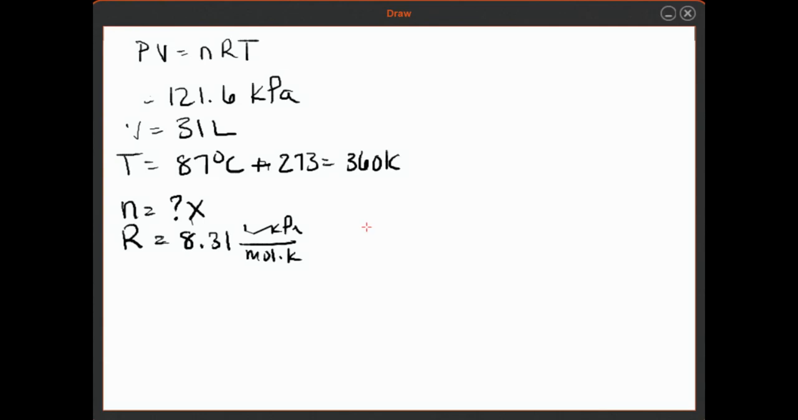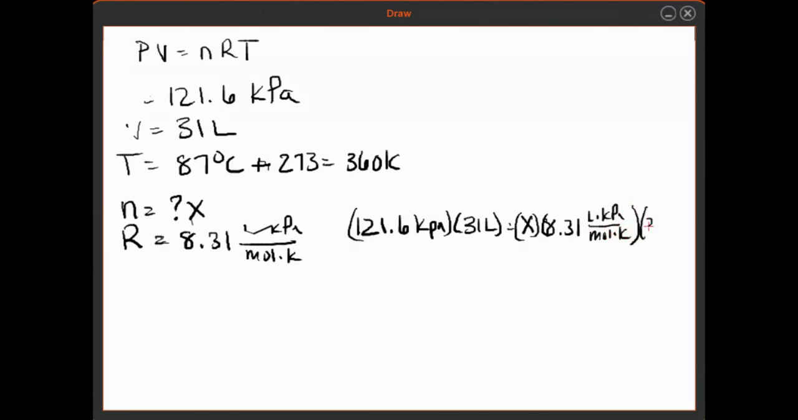So in this case, we're going to take our pressure, which is 121.6 kPa, multiply that by our volume of 31 liters, and set that equal to moles, which is what we're looking for, times our R, which is 8.31 liters kPa over moles Kelvin, times our temperature, which is 360 Kelvin.